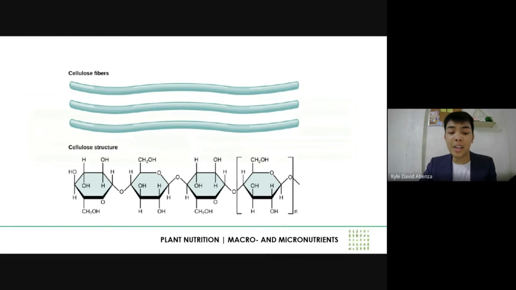Furthermore, the cellulose and other carbohydrates created by the plant provide strength to the cell walls, stems, and leaves and are also sources of energy for the plant and organism that consumes the plant. So that is our structural macronutrients.